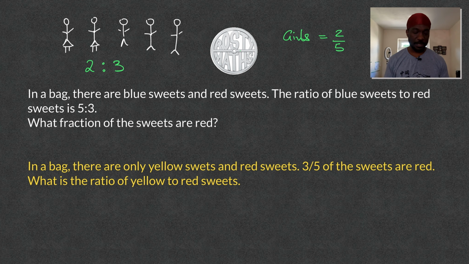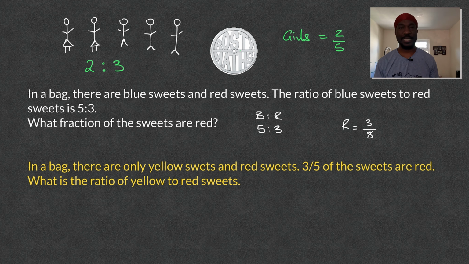So when we go to do this question now, simple question. In a bag, there are blue sweets and red sweets. The ratio of blue sweets to red sweets is 5:3. Don't forget, in ratio, you must have it in a particular order. So blue to red would be 5:3, like that. What fraction are red? Well, you can see that there are 3 reds, but altogether, when you add them together, we've got 8 sweets. So therefore, red would be 3/8. And just like that, that is it.